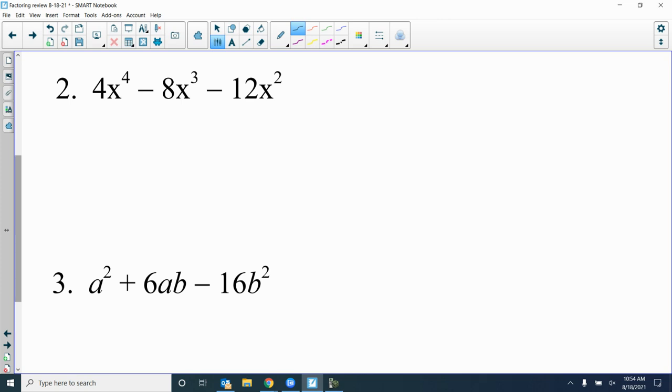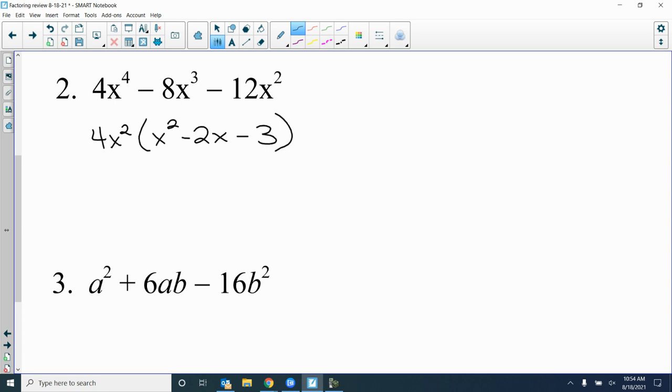Adam, do you know what the GCF is? 4x squared. Good. So we take out the GCF, 4x squared, and that gives me x squared minus 2x minus 3.